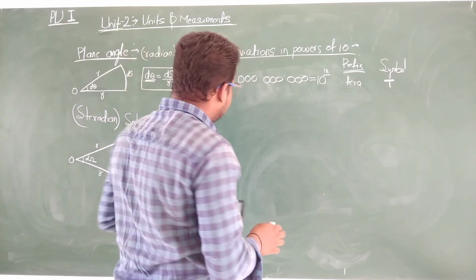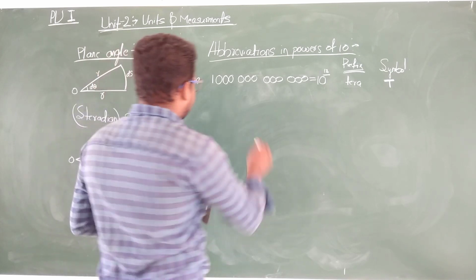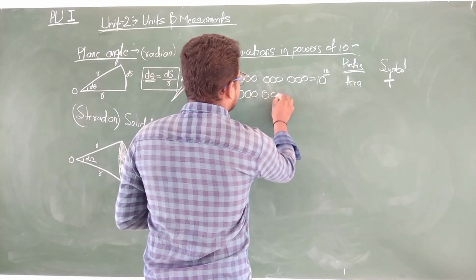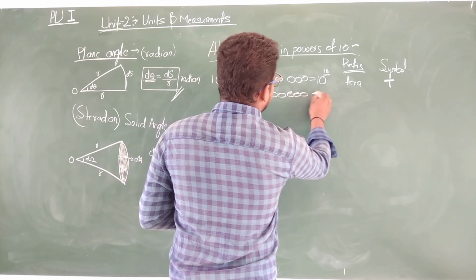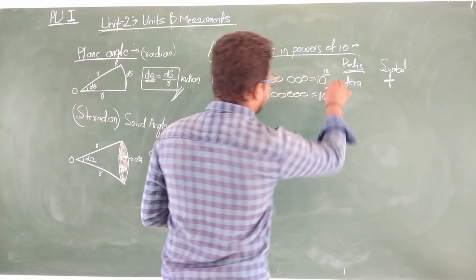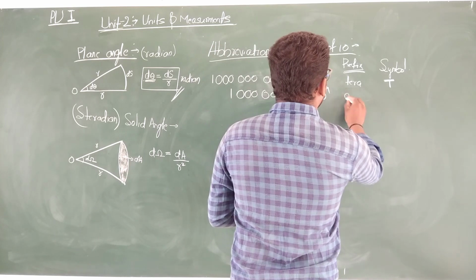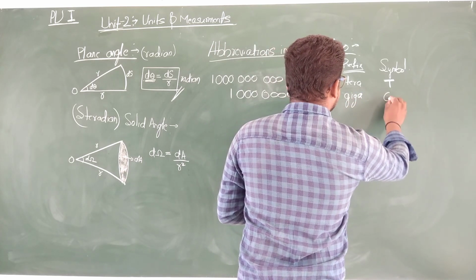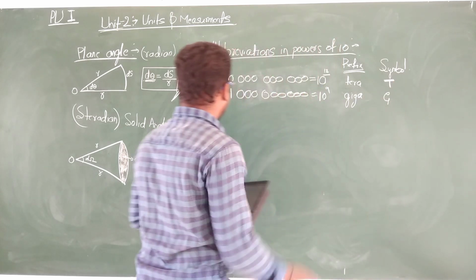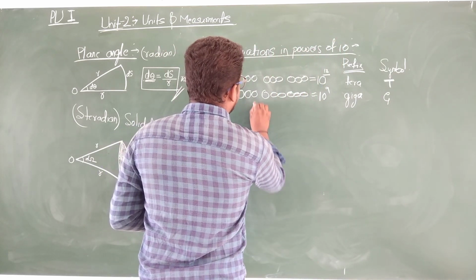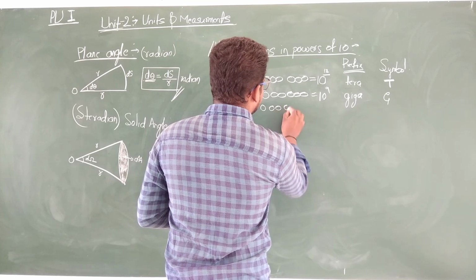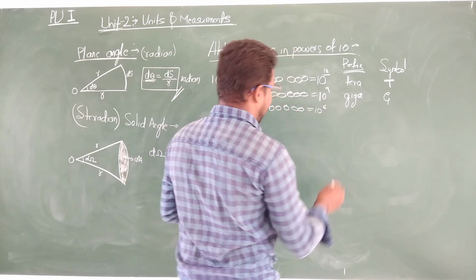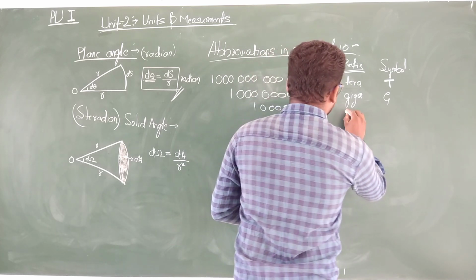Next, 1 followed by nine zeros, 10 to the power 9, and that is giga. Giga is symbolized as capital G. Next one is 10 to the power 6. This is known as mega.